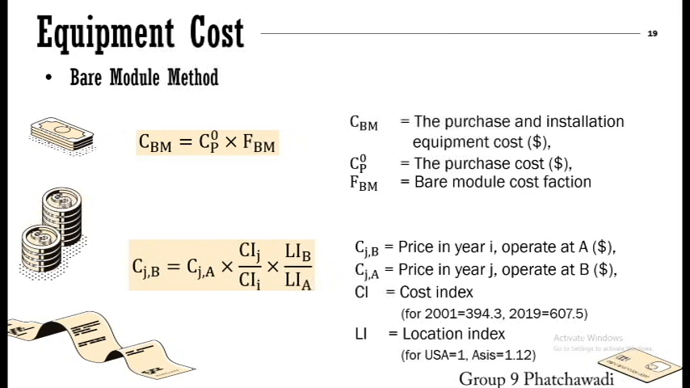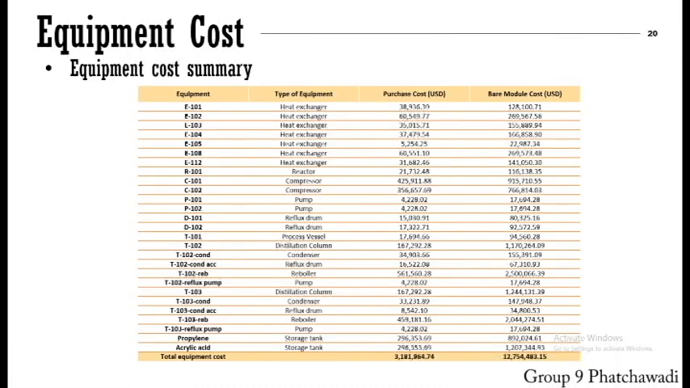In this regard, for the calculation of equipment cost, the place of operation and the cost year used for calculation shall be taken. The variable definitions and values are shown below. The equipment purchase and bare module cost is shown in the table below. So, the total purchase cost is about $3.2 million, and the total purchase and installation cost is about $12.8 million.